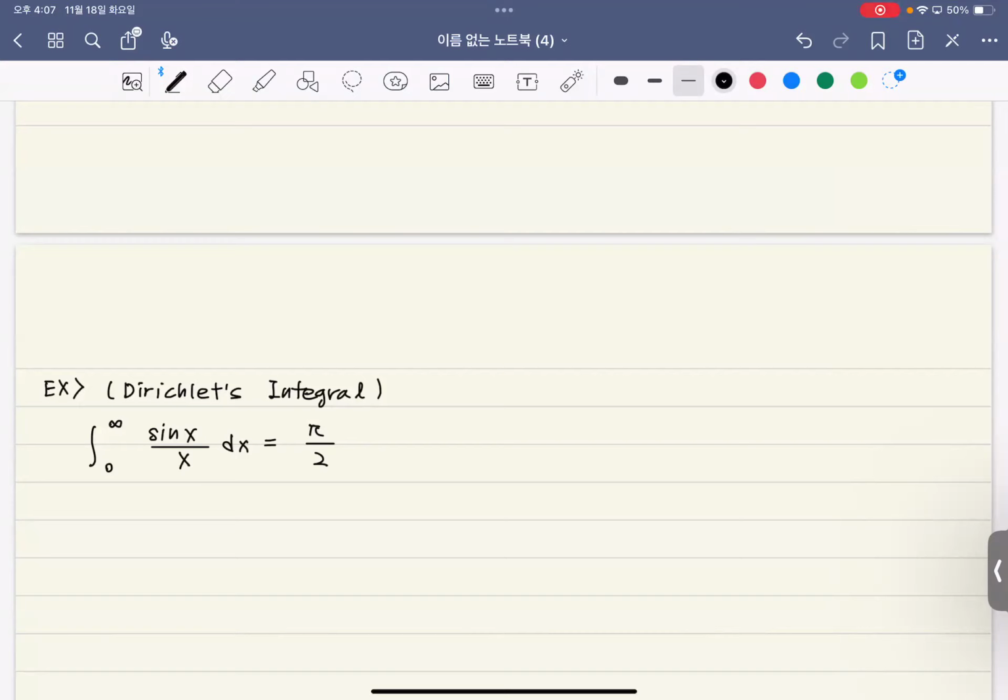Unfortunately, the antiderivative of this guy is known to not be writable as a combination of elementary functions. So not good news. But we can actually compute this by using the theories that we discussed so far. Frankly speaking, there's another way around, the so-called Feynman integral transform, but we're not talking about that.